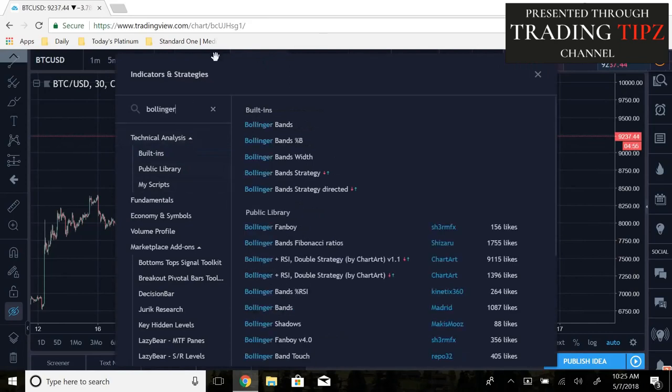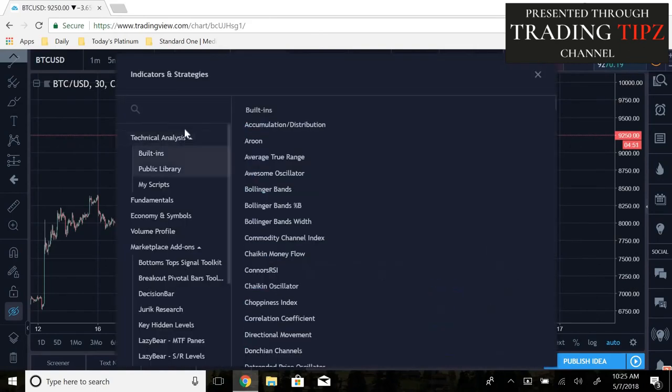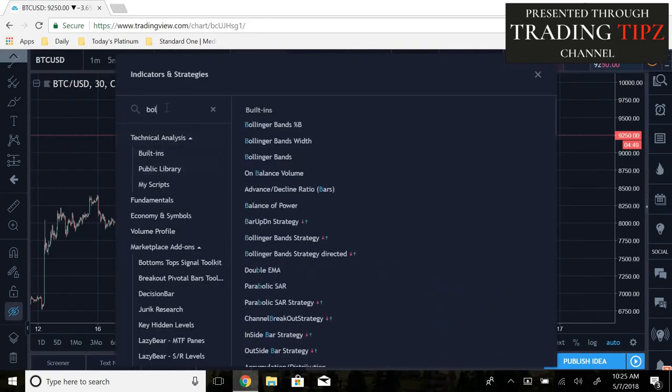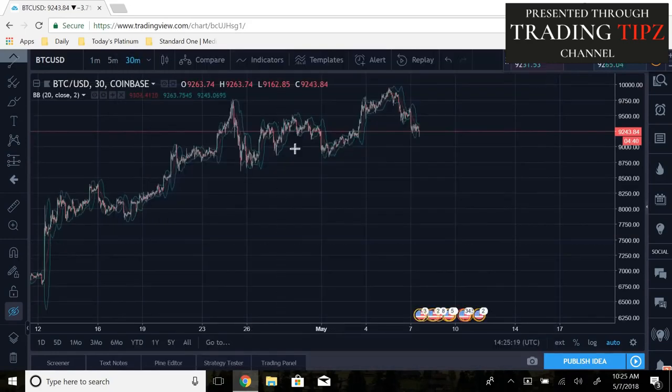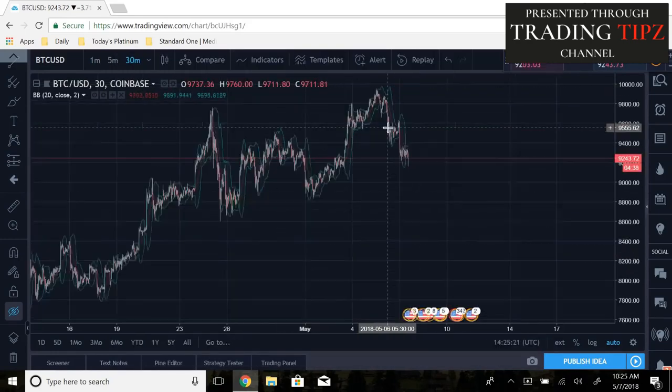In order to get the Bollinger Bands, just click on the Indicators tab right up here. It says Indicators, and I'm using TradingView. So whatever you are using, just find where you can search for indicators. Bollinger Bands usually comes up first, just the one that says Bollinger Bands. Go ahead and click that, and now you can see it.